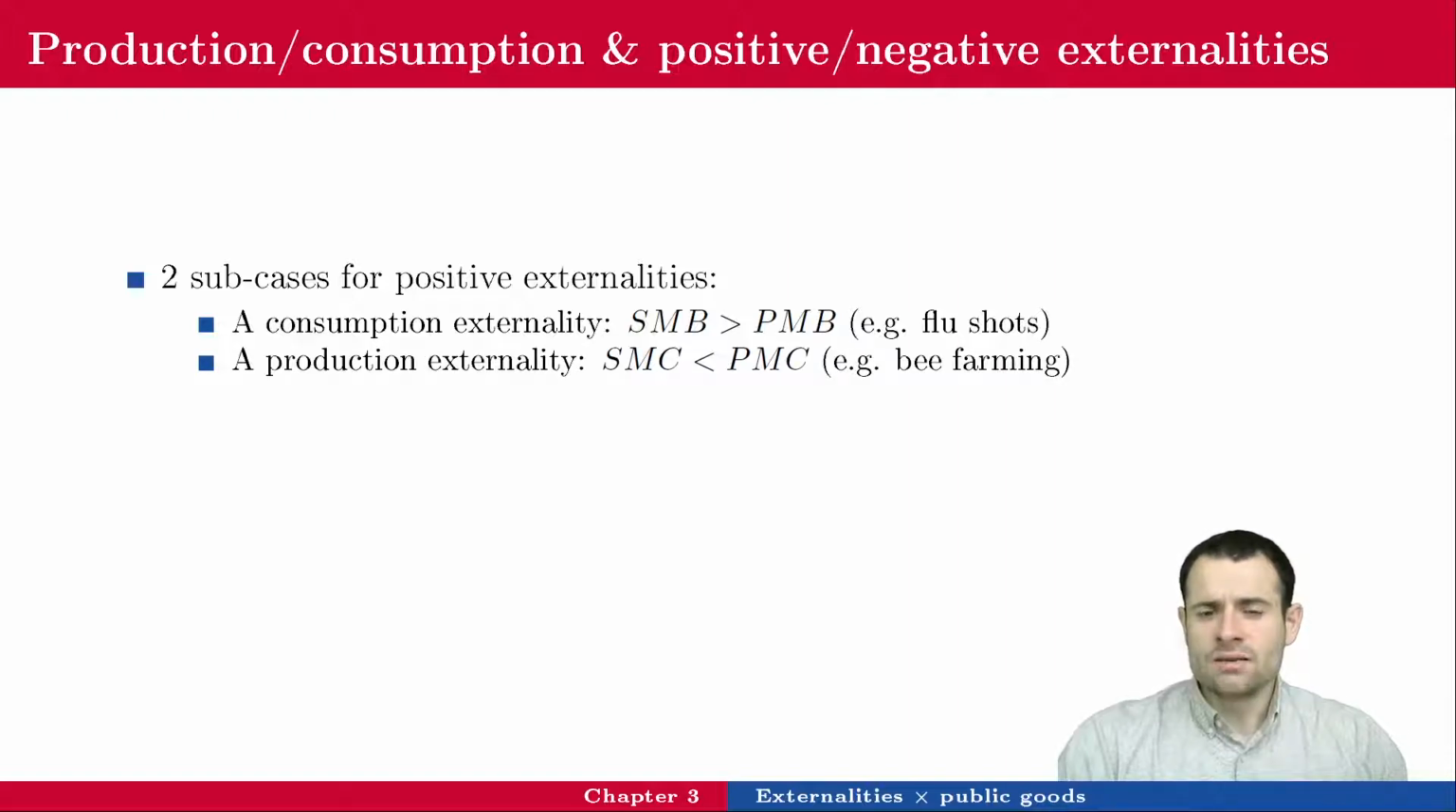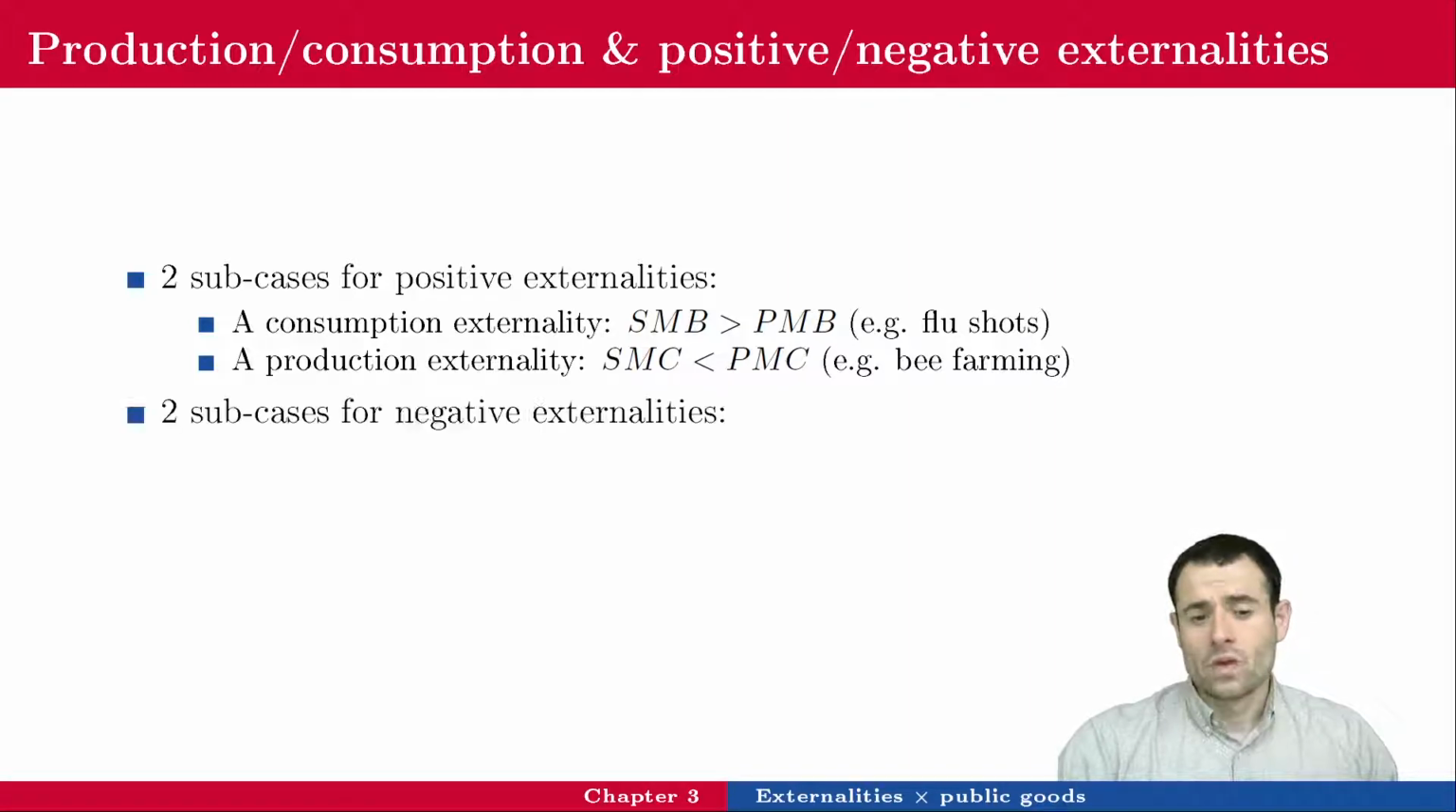If it's a production externality, this will be reflected in a decrease in the costs that the rest of society is going to incur. If you're a beekeeper, you have your own cost of raising and keeping bees, but thanks to your activity, other firms might benefit from a lower marginal cost. In particular, firms which are in charge of growing gardens, flower gardens, and fruit orchards. Adding your cost and their cost will result in a lower social marginal cost. If we have negative externalities, we have two subcases.